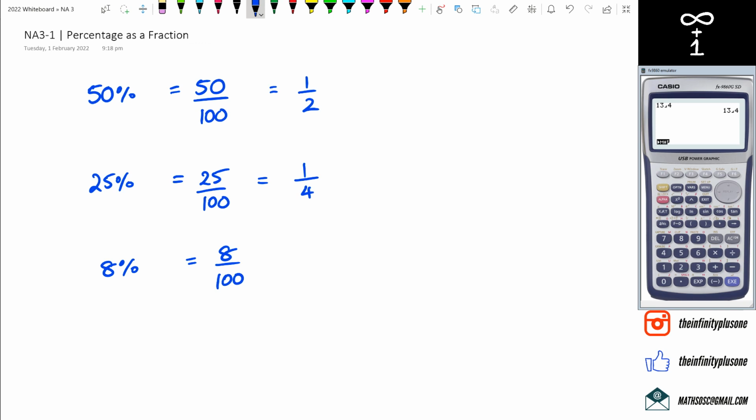Now with 8 over 100, we need to play around with it first. I know that I can divide both of these numbers by 2, so I'm going to do that first. 8 divided by 2 is equal to 4, and then 100 divided by 2 is equal to 50. Now the problem again is I've still got two even numbers, which means I can divide both by a further 2. 4 divided by 2 is 2, and 50 divided by 2 is equal to 25. So this is that equivalent fraction.